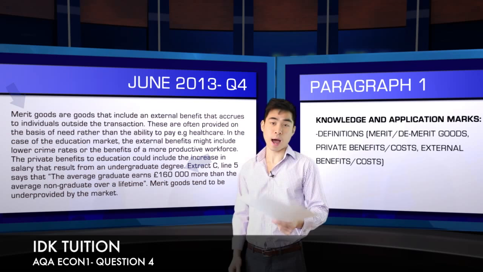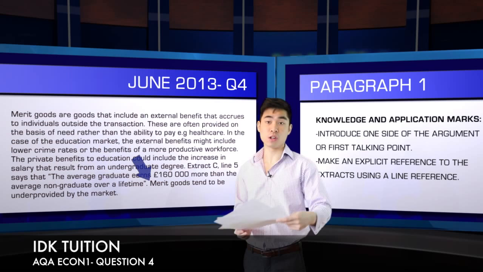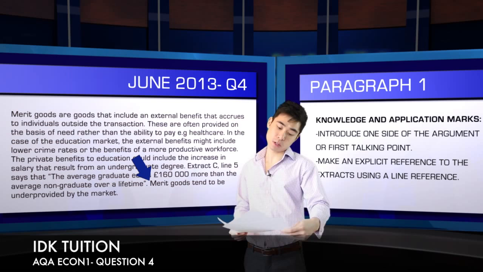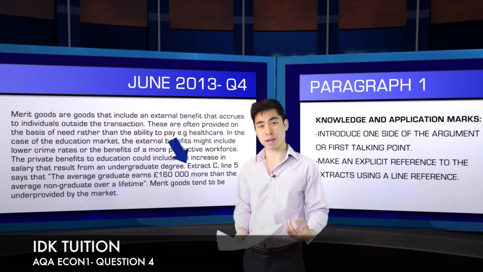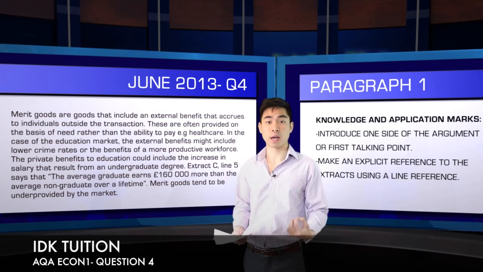And then the last point you need to make in your first introductory paragraph is to introduce one side of the argument. Here I've spoken about the fact that merit goods tend to be underprovided by the market. This is going to be a key theme running through the entirety of your essay, looking at ways of addressing this specific type of market failure. So essentially, I've made an explicit reference to the extract by including a line reference, and also introduced that key theme of merit goods. Off the back of that, there's going to be a central theme running through the entirety of the essay, in that in subsequent paragraphs, I'm going to be explaining how the government can address this specific case of market failure.